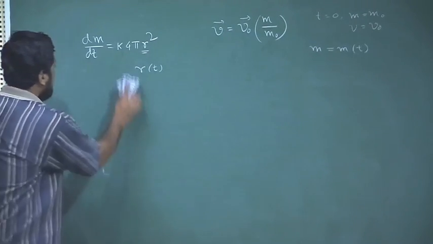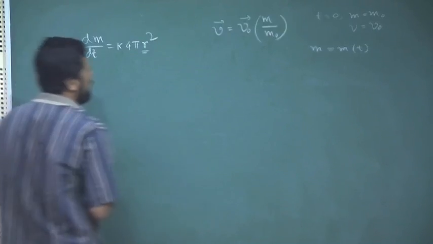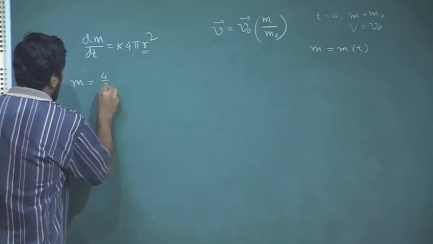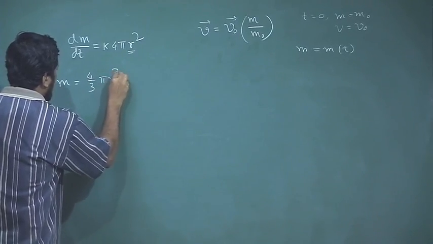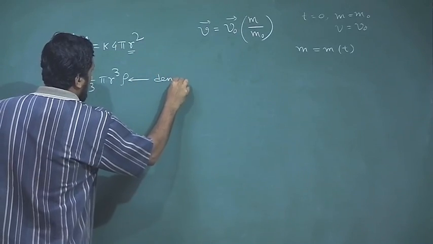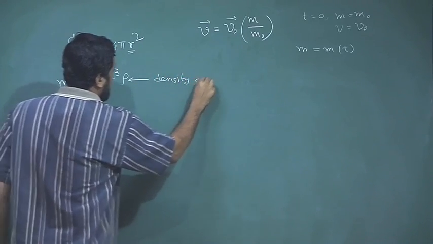Now, we can also write m is equal to 4/3 pi r cubed rho, rho being the density of water.